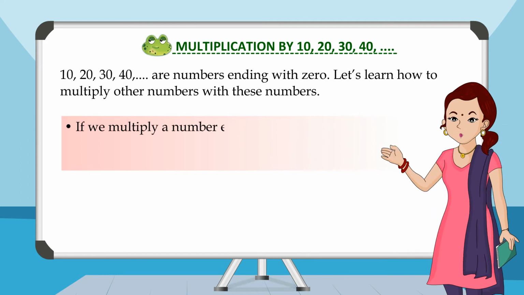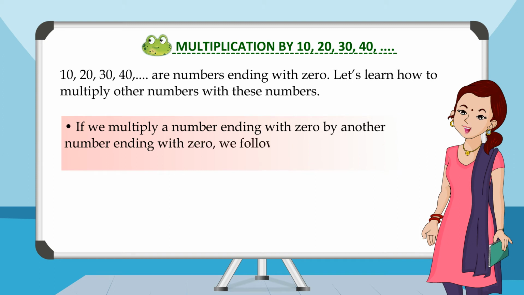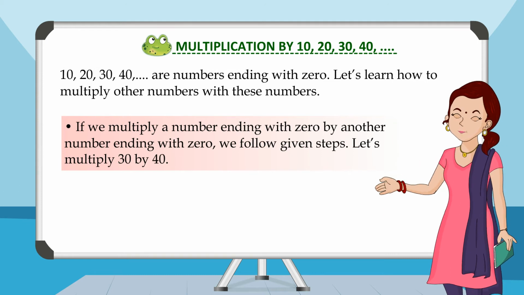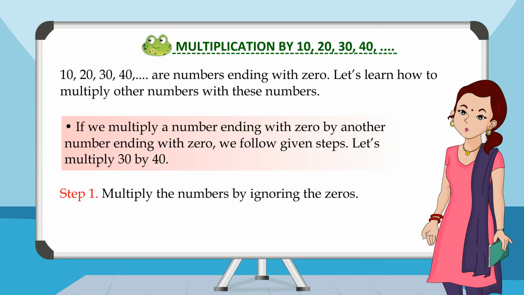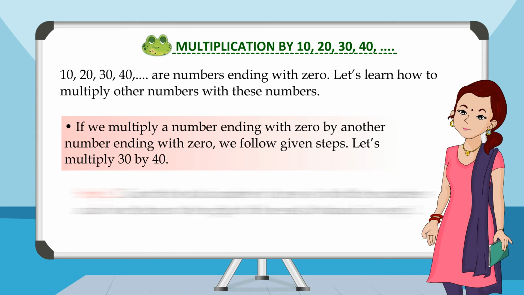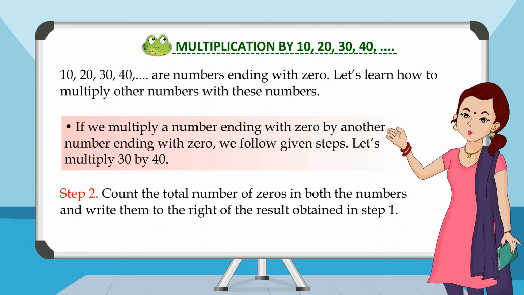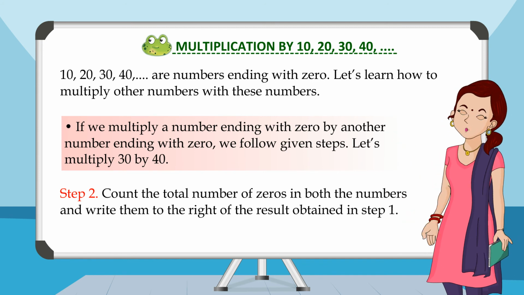If we multiply a number ending with 0 by another number ending with 0, we follow the given steps. Let's multiply 30 by 40. Step 1. Multiply the numbers by ignoring the zeros. 3 × 4 is equal to 12. Step 2. Count the total number of zeros in both the numbers and write them to the right of the result obtained in Step 1. So, 30 × 40 is equal to 1200.